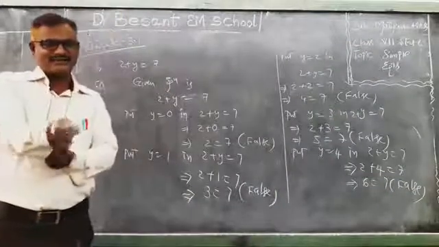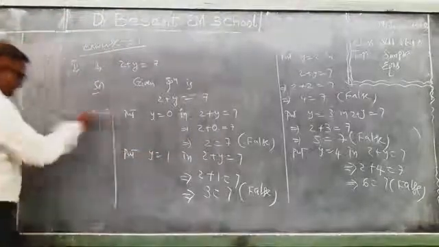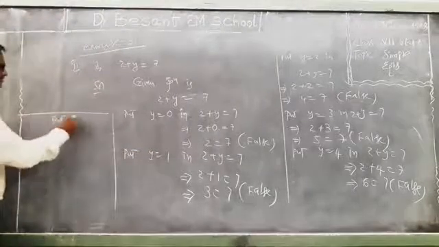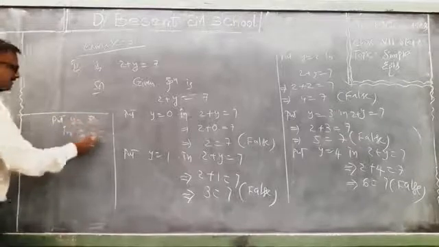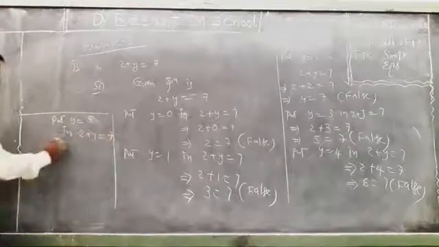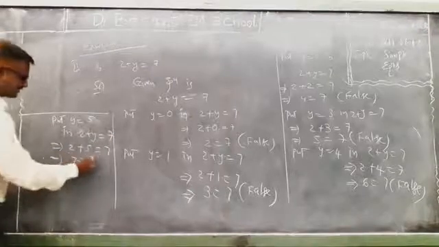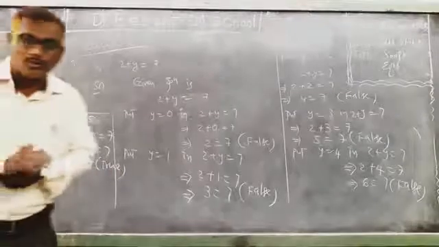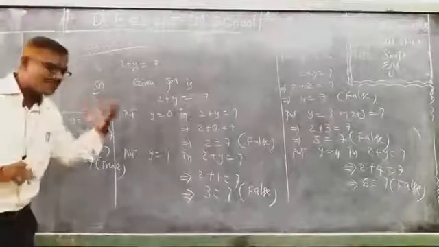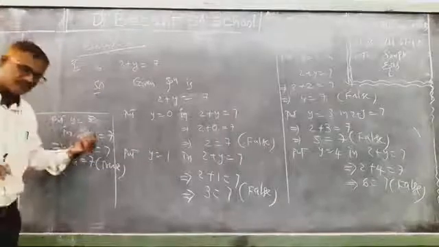Did you understand? So then come to y equal to 5. Put y equal to 5 in the equation 2 plus y is equal to 7. So 2 plus 5 is 7. 7 is equal to 7, which is true. At what value of y did we get LHS and RHS both equal? At y equal to 5.